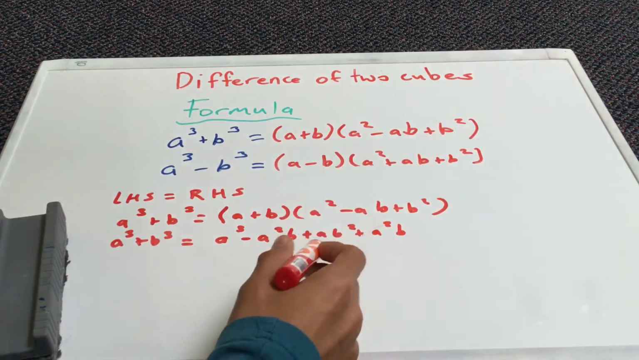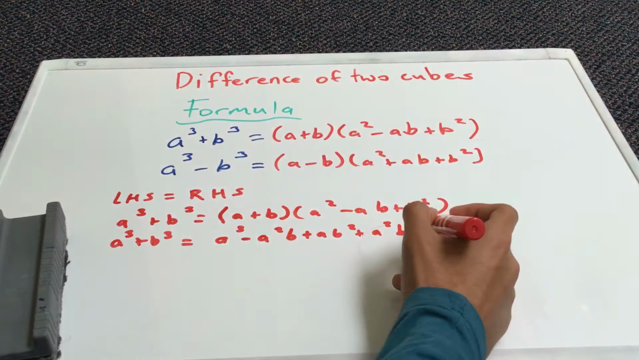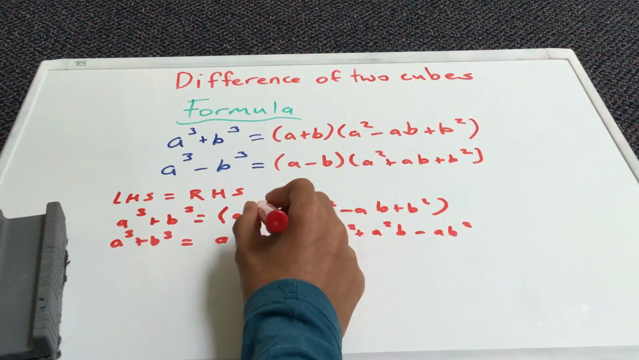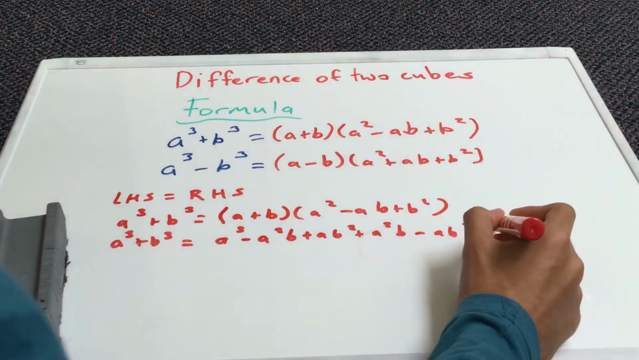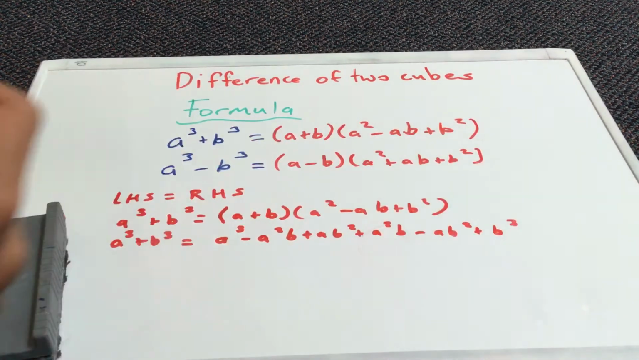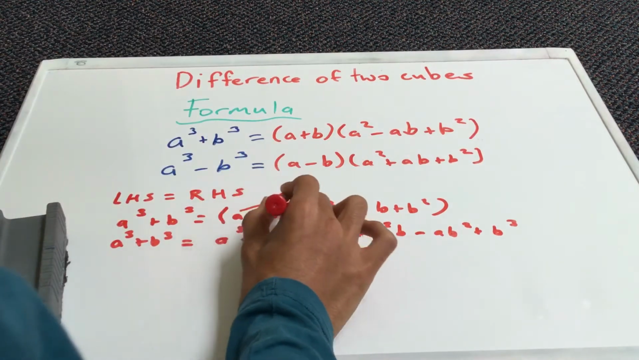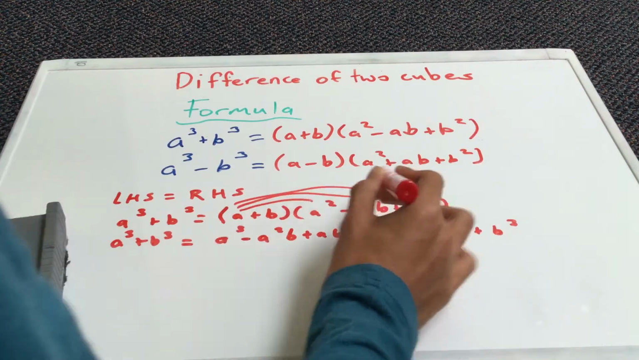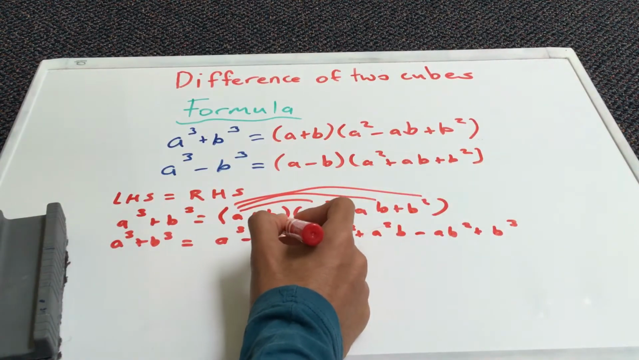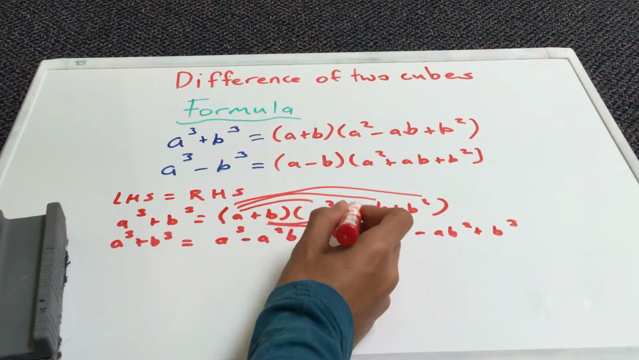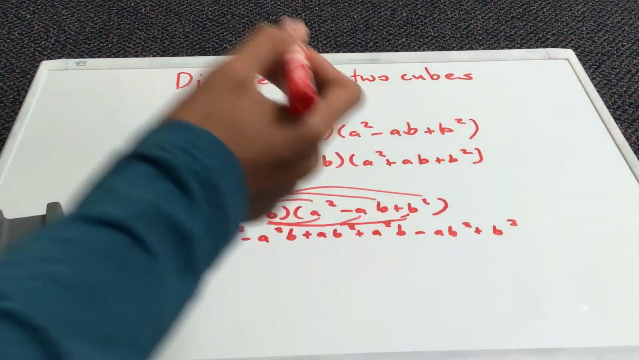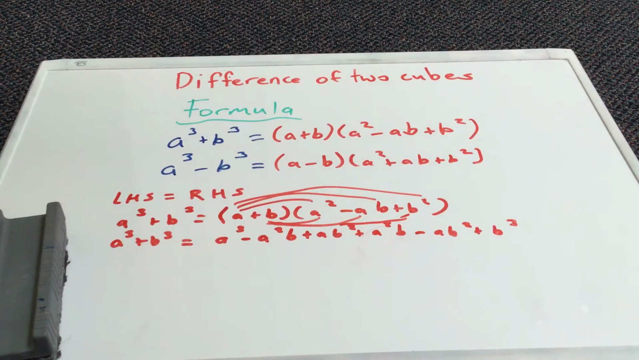And now you go b times minus ab, so that's minus ab squared. Then b times b squared, which is b cubed. Okay, so if you're wondering what I did, I just did this times this, then this times this, then this times this, and the same thing for the other side. I went this times this, and this one times this one. Okay, so what do we get as a result?